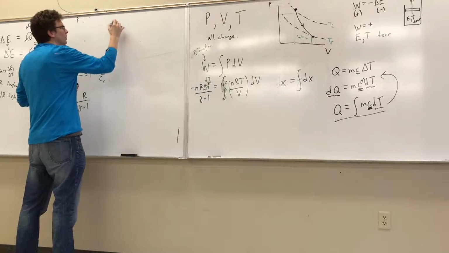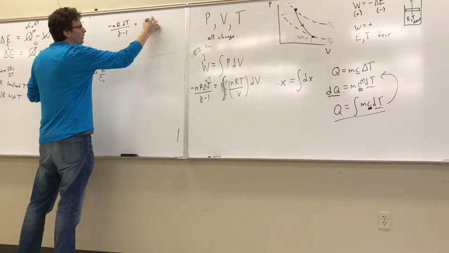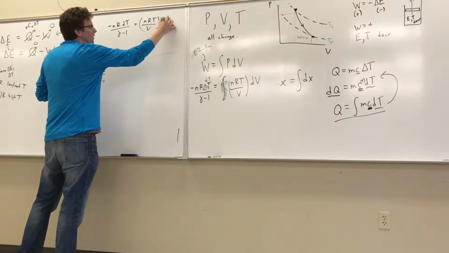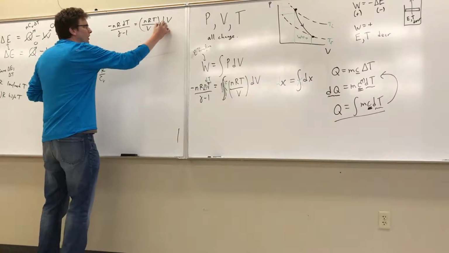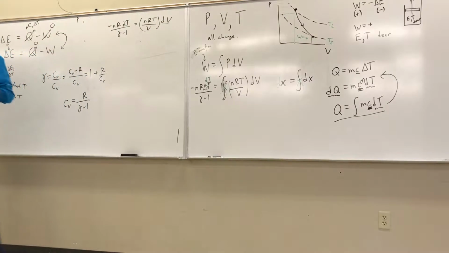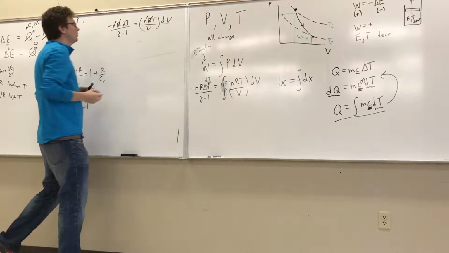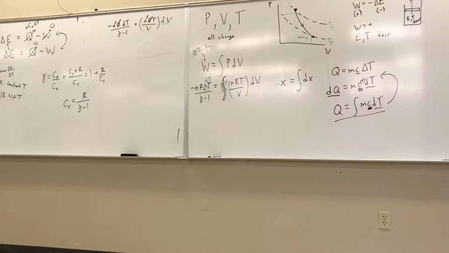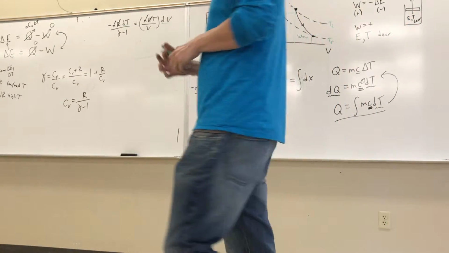Let me rewrite it here so it's clean. nR dT over gamma minus 1 equals nRT over V dV. So what I'm saying is that if I make a tiny volume change, I will make a tiny temperature change. I'm going to cancel the common stuff, nR, nR. And now, if I want to do anything to it, I'm going to use the opportunity of the integration stripped off to shuffle around the terms in a way that's more favorable to eventually integrating again.